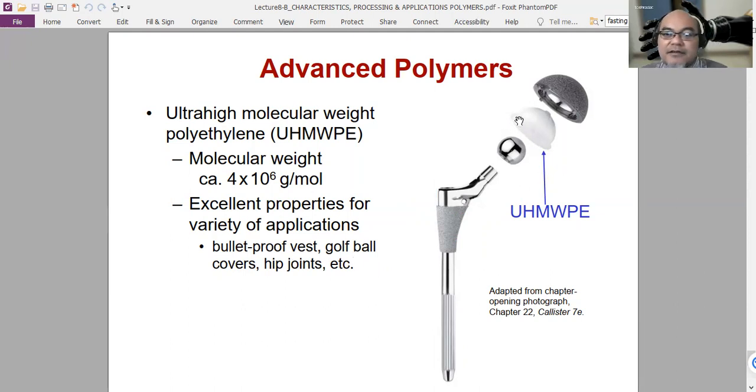In this example, hip joints, it is used in combination with metal as well as another metal which is coated with ceramics to make it more wear resistant. So this is hip replacement, total hip replacement. This one I think is titanium or stainless steel 316.